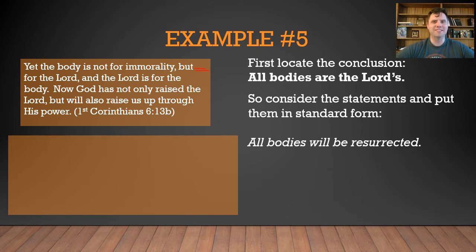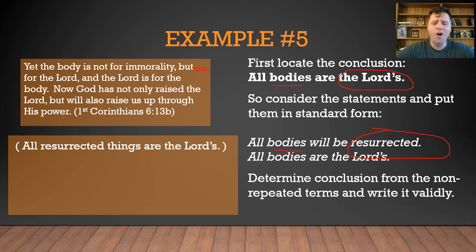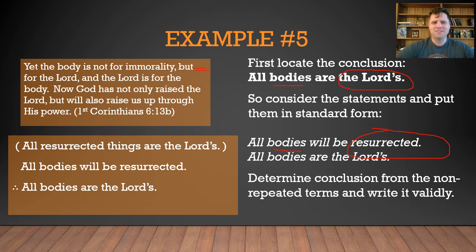Note here, God has not only raised up the Lord, but will also raise us up through his power. So Paul is arguing that the body is for the Lord. And how can he prove that? Well, because all bodies will be resurrected. Now, there has to be a statement that's linking those things together. This is an enthymeme once again. There's an implied statement. So we're looking here. Bodies, notice, is used in both of these already. So what we're going to be linking together is the Lord's things and resurrected things. So it needs to be something like this. All resurrected things are the Lord's things. All bodies will be resurrected. Therefore, all bodies are the Lord's.